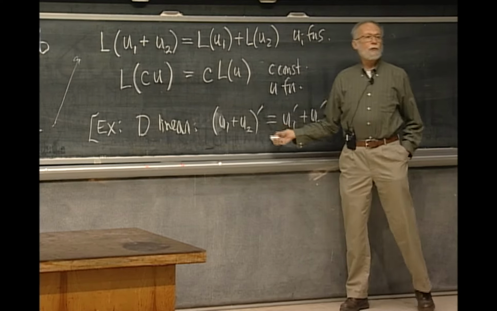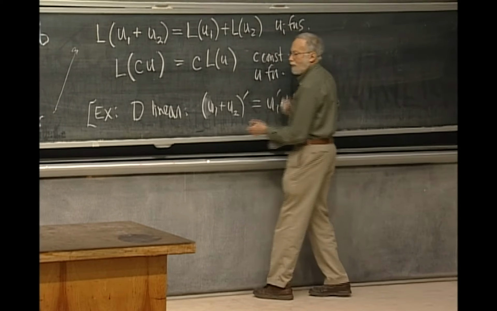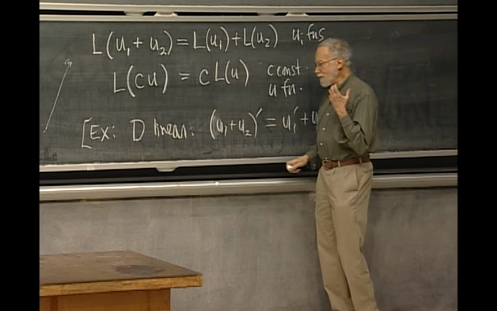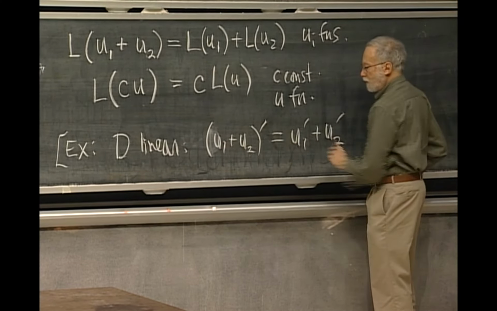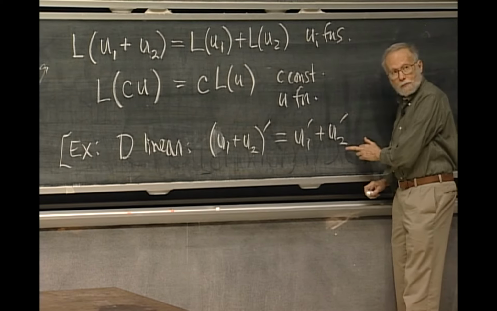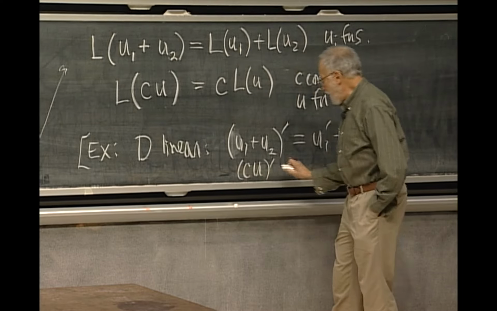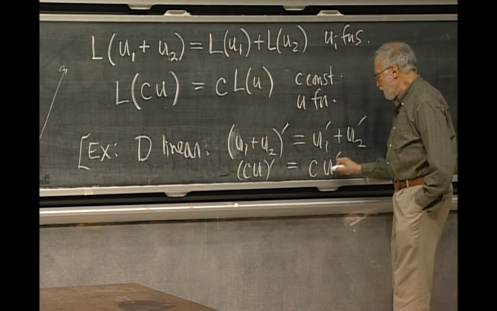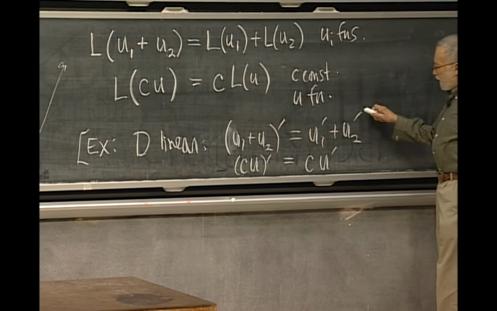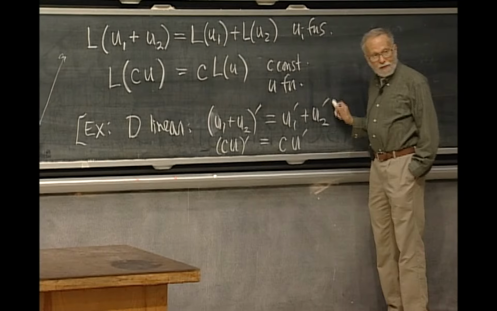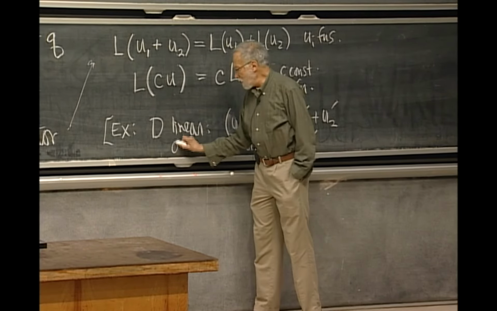That's a law. You prove it when you first study what a derivative is. From our point of view, it's a property of the differentiation operator. It has this property: D of U1 plus U2 is D of U1 plus D of U2. And it also has the property that (CU) prime, you can pull out the constant, that's not affected by the differentiation. So these two familiar laws from the beginning of calculus say in our language that D is a linear operator.